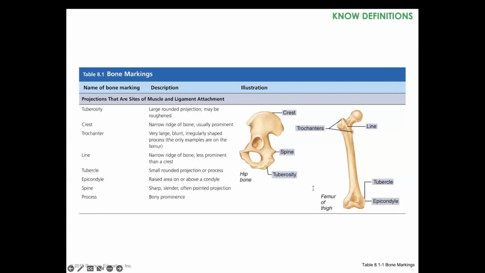A trochanter is a large blunt process that can only be found on the femur. So if you look at the image of the femur, you have two trochanters labeled. That is because there are two different trochanters on the femur. You have the greater trochanter, which is the bigger one on top. And you have a smaller trochanter known as the lesser trochanter, which is the one on the bottom.